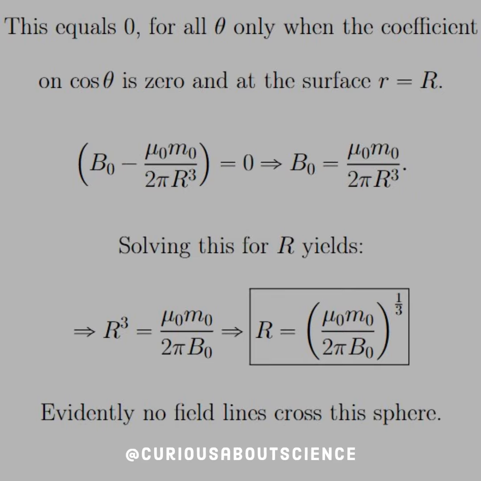So substitute in big R, and we see that B naught is equal to mu naught M naught divided by 2 pi R cubed. Now we can solve this to show what R is, and we get R equals mu naught M naught over 2 pi B naught, to the 1/3 power. Pretty quick mathematics there. And we see that evidently no field lines cross the sphere.